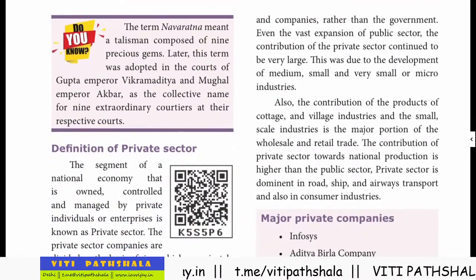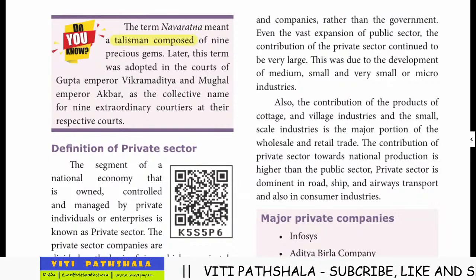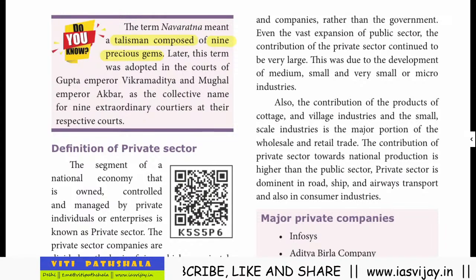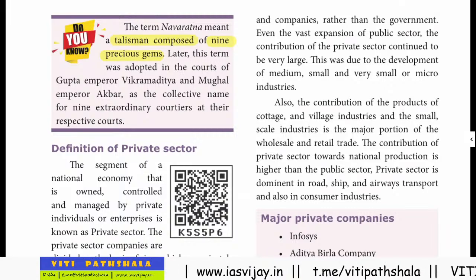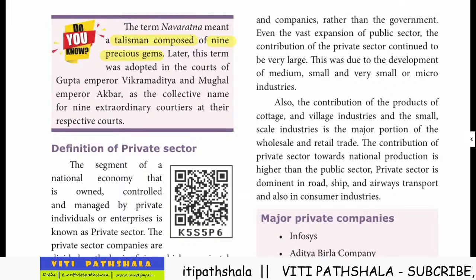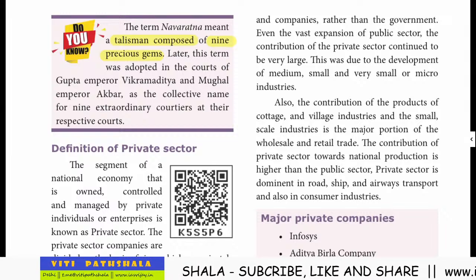Now, the term Navaratna means a talisman composed of nine precious gems. Later the term was adopted in the court of the Gupta Emperor Vikramaditya and the Mughal Emperor Akbar as the collective name for the nine extraordinary courtiers at their respective courts.